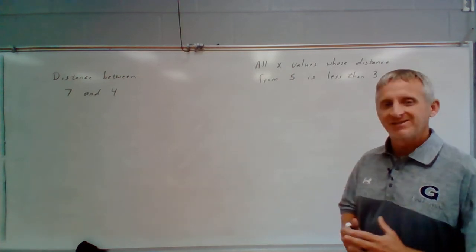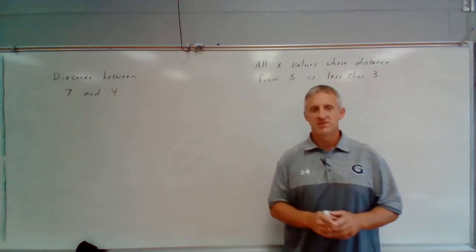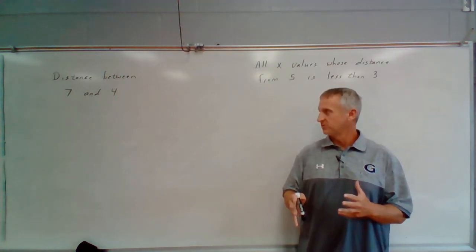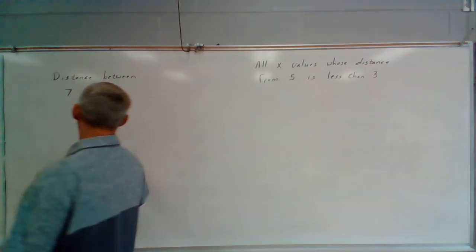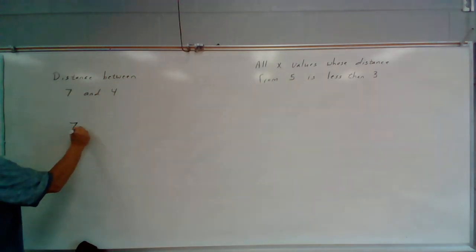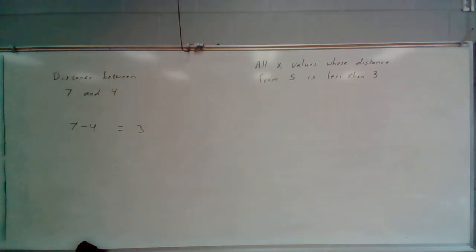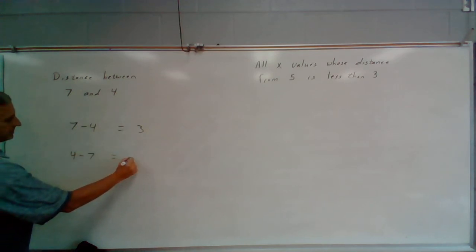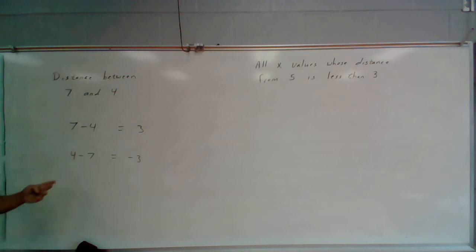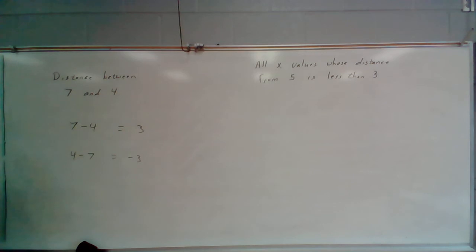All right, let's talk about distance between numbers. So suppose I ask you for the distance between 7 and 4. How would you find the distance between those two numbers? Well, you would subtract, right? So you could do 7 minus 4, and you would get 3. So the distance between 7 and 4 is 3. Okay, you could also do 4 minus 7, and that would give you negative 3. But we always want distance to be positive. We don't want to have a negative distance.